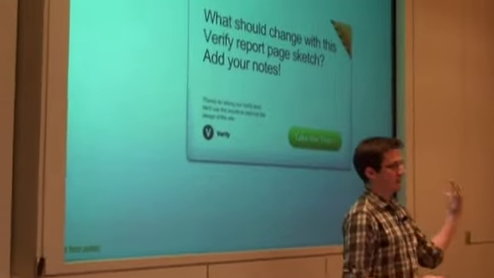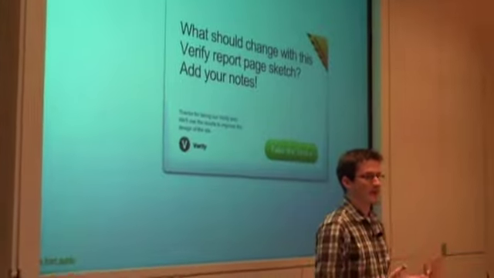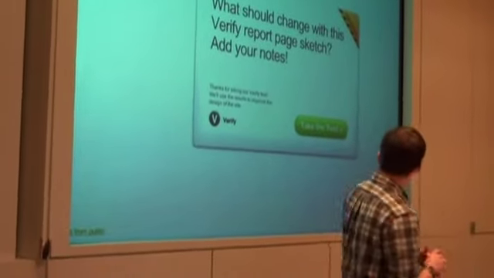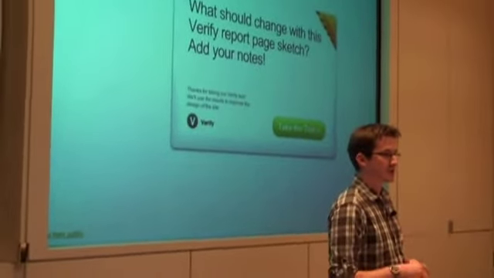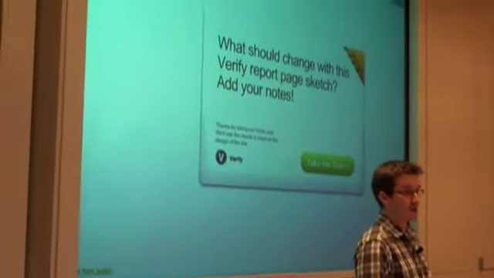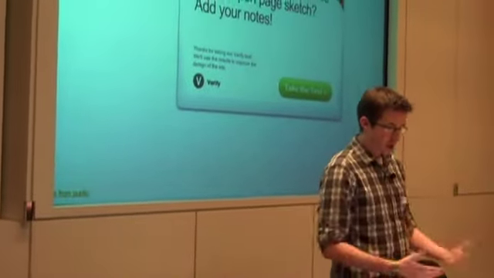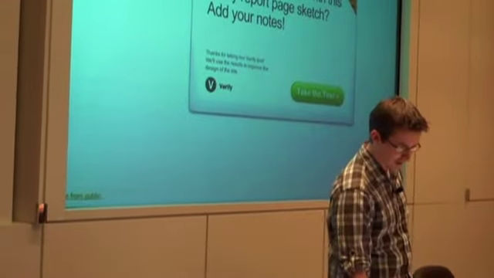So we had a sketch of what we thought a Verify report page should look like, and we wanted to get feedback from our team about what we thought that should be. So what we used was an annotate test. And the annotate test is a very free-form test where you can essentially add notes to a screen and describe whatever it is you want to say based on the directive we supplied. So in this case, what we asked was, what should change with this verify report page sketch? Add your notes, and we sent this to our internal team.